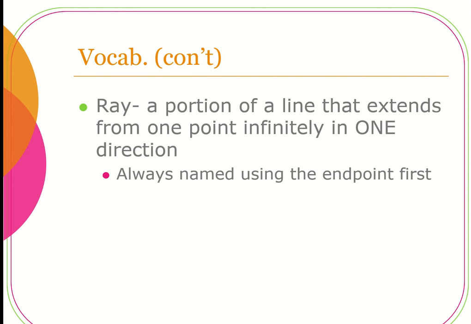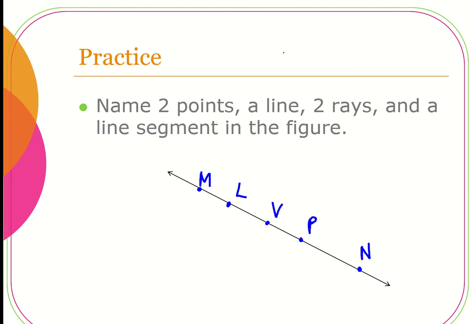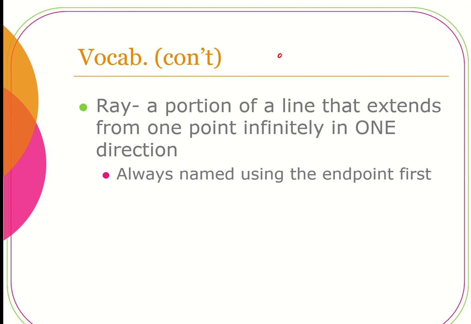A ray is a portion of a line that extends from one point infinitely in one direction. So I'm going to draw that same line, line A, B, C. All right, so let me get that drawn there, A, B, C. Okay, so that's a line. You could call it line AC, line AB, line BC, whatever. But there's a few rays on this as well.